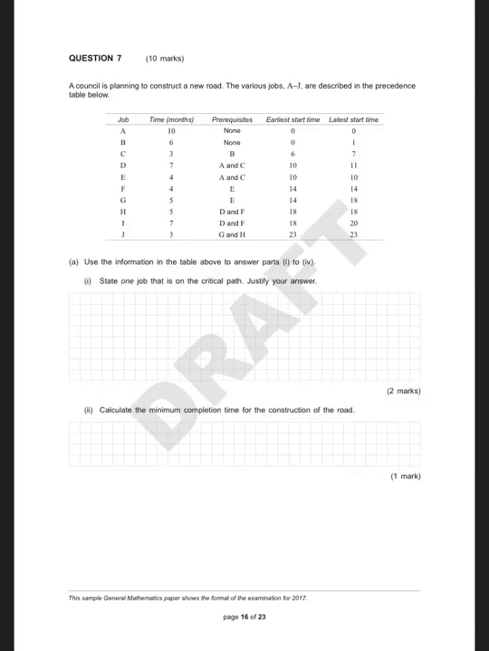Looks like the next question is a network one again. Use the information in the table above. State one job that is on a critical path. Justify your answer. Well, anything that has no slack time is going to be in the critical path, so it could be any of A, could be E, could be F, could be any of these with matching.